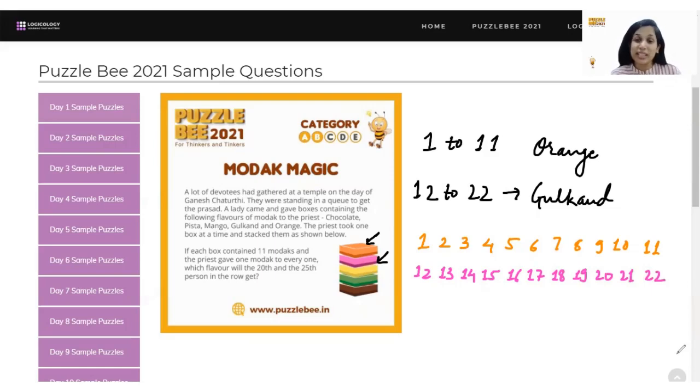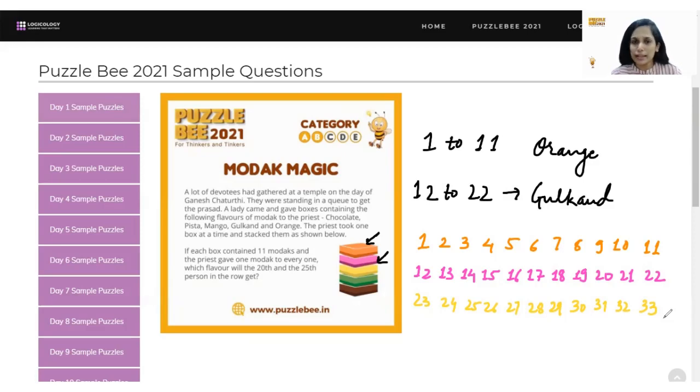Once these 22 people have had their share of modak, what would the priest do? He would now go and open the yellow box. So you have those mango flavored modaks next. Who will get these? Starting from person number 23, the next 11 people. 23, 24, 25, 26, 27, 28, 29, 30, 31, 32, and 33. So these are the 11 people, person number 23 to person number 33.